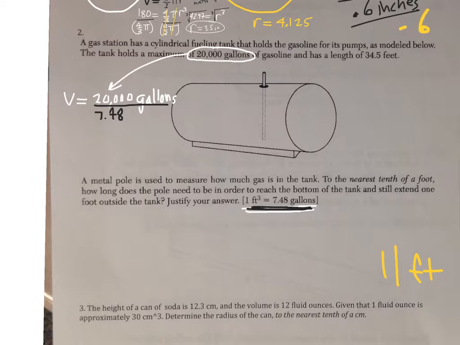And you want to get rid of the gallons. So you want the gallons to disappear. So you want the gallons to be underneath so that they'll cross out. So when you do that, you end up finding out that the volume is actually 2,673.797 cubic feet.